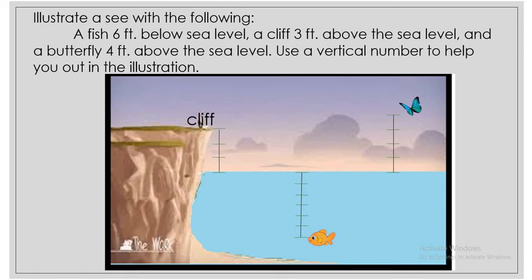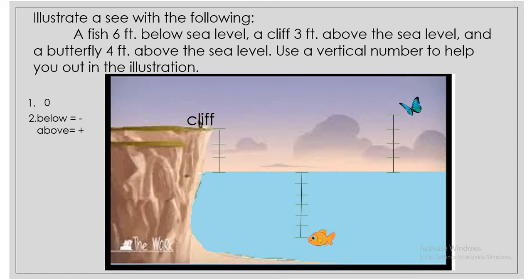So let us answer the questions. What number might be a good representation for the sea level? So that is 0, correct. How do you represent the distance below and above the sea level? Okay, below the sea level is the negative, and above the sea level is the positive sign or positive numbers.